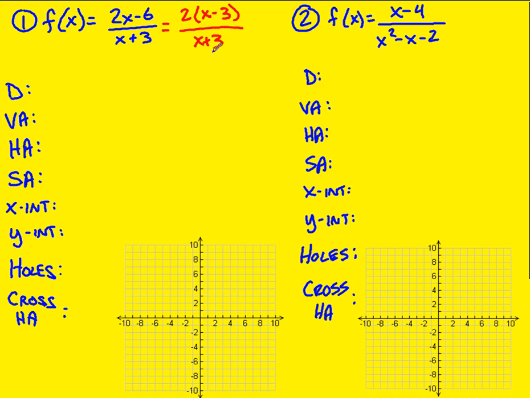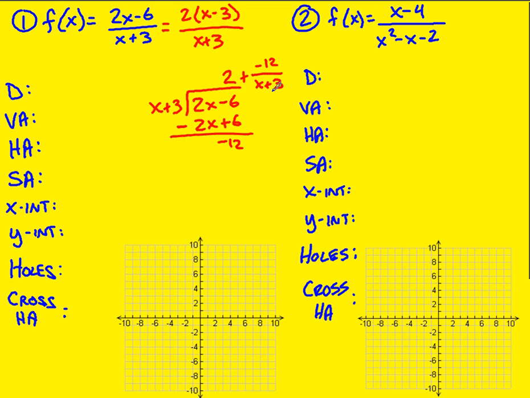The other thing you should try to do is long division for each one of these. The top always goes on the inside, bottom on the outside. How many times do you have to multiply? What do you have to multiply x by to get to 2x? You just multiply by 2. So that will give me 2x plus 6. I need to subtract. I'll get negative 12.